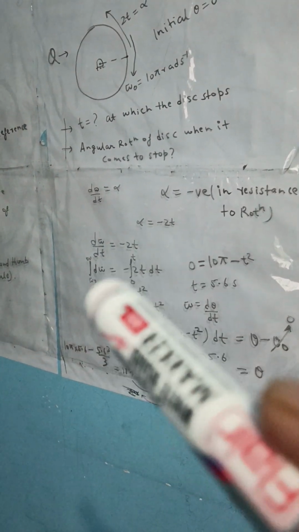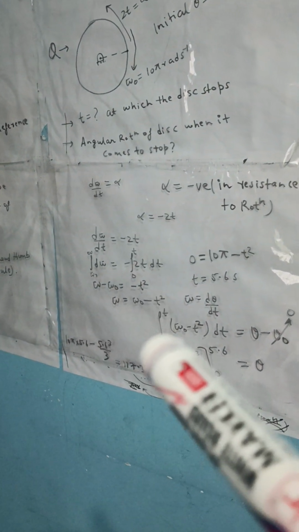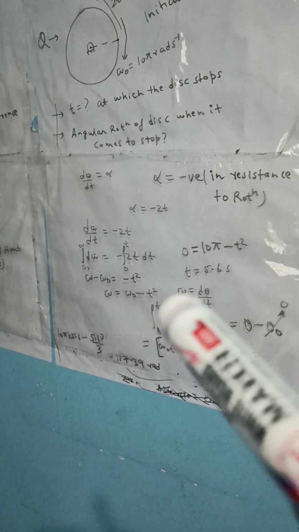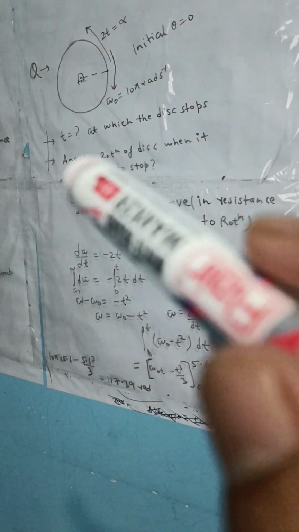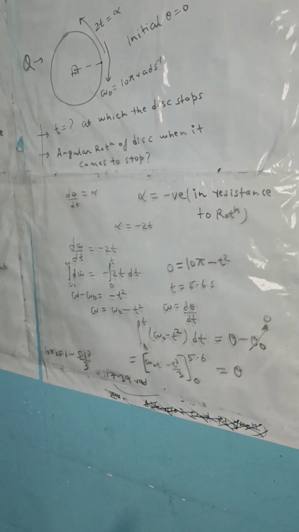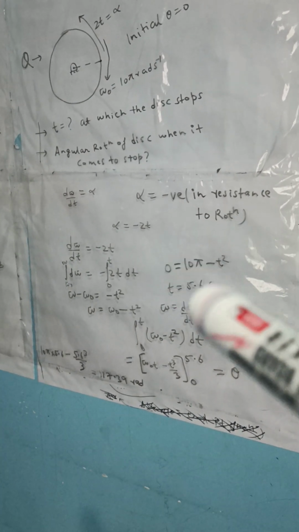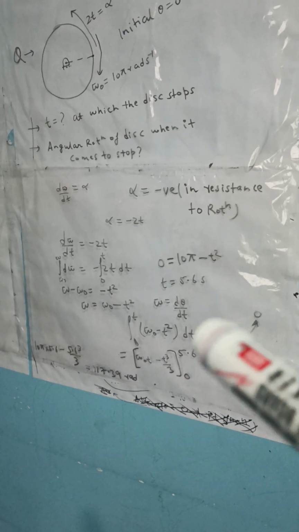So integrating the equation from omega naught to omega, omega minus omega naught is equal to minus t square. So we put omega as 0, omega naught is 10 pi, because we want to know the time at which omega is 0 or angular velocity becomes 0. So the disk will stop. So 0 equals 10 pi minus t square. Omega naught is 10 pi. T is 5.6 seconds.